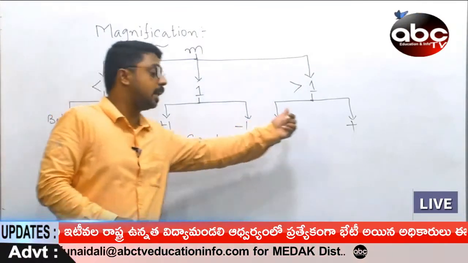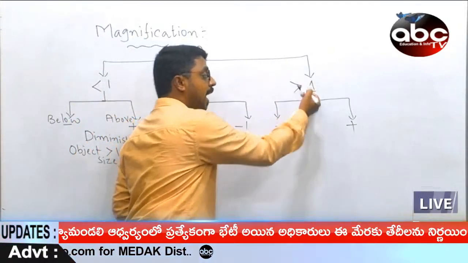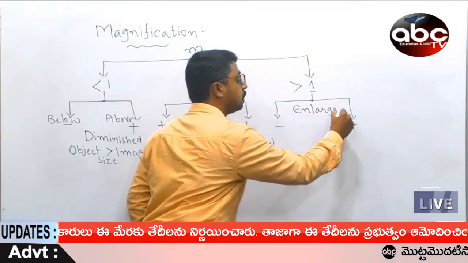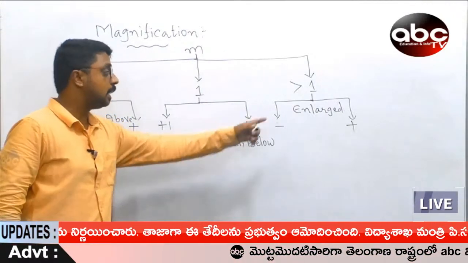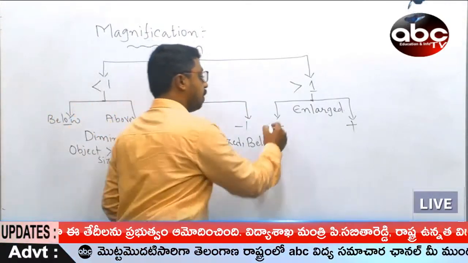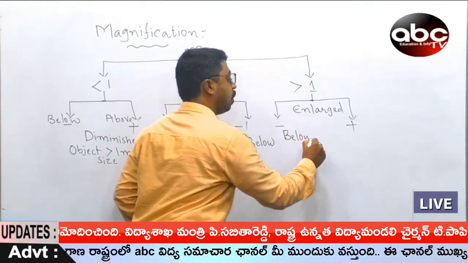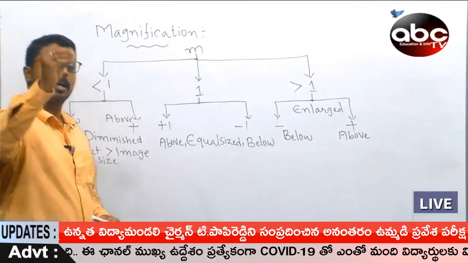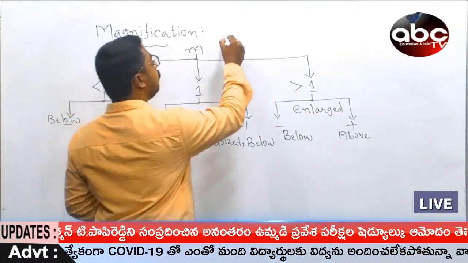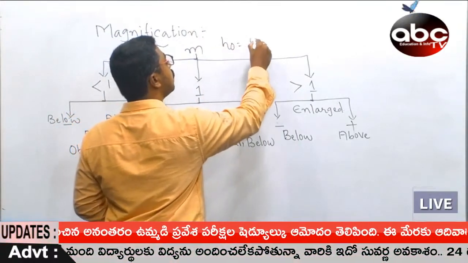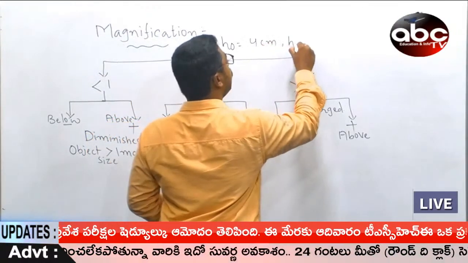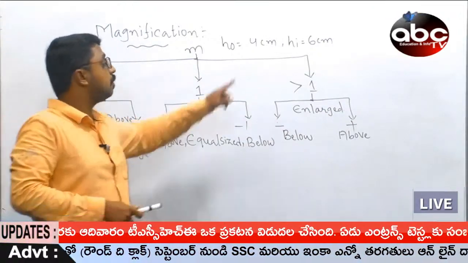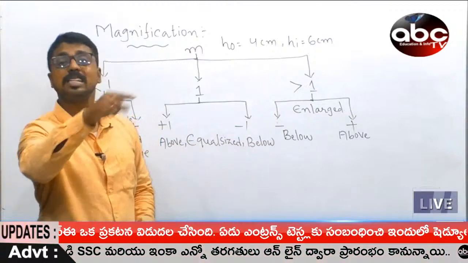Whereas, greater than 1 indicates it is an enlarged image. The image looks bigger, that is what we can say here. Here also, if it is minus it is below, if it is plus it is above. For suppose, let me take an example. Height of object is equal to 4 centimeter, height of image is equal to 6 centimeter.